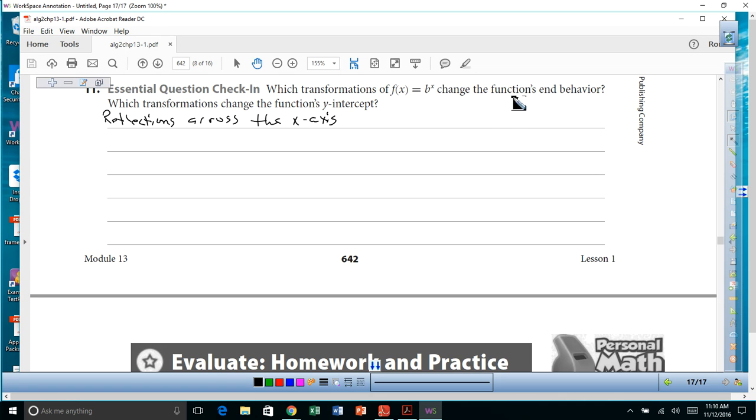Reflections. Okay, so what do they look like? Normally they look something like this right here. And then you got some point. And then it goes like this. So what's the end behavior? As x approaches negative infinity, f of x approaches 0. As x approaches positive infinity out here, f of x approaches positive infinity. So what changes the end behavior? If you reflect it over the x-axis, it'll look something like this right here. As x approaches negative infinity, f of x approaches 0. As x approaches positive infinity, f of x approaches negative infinity.